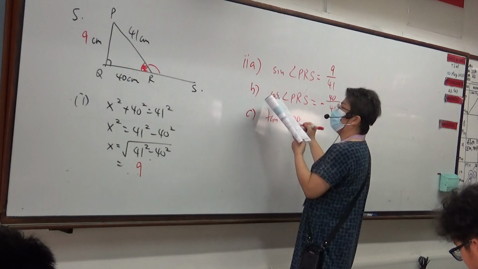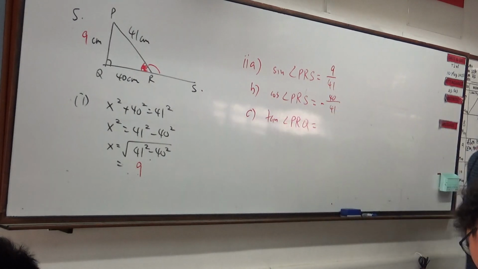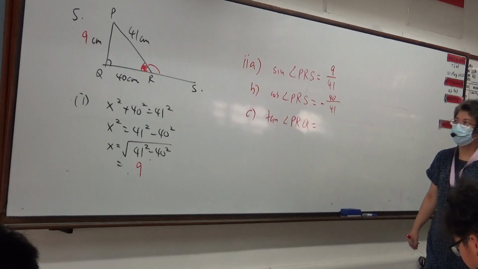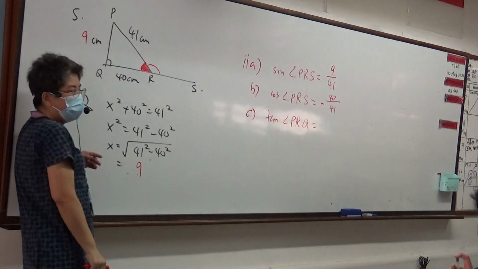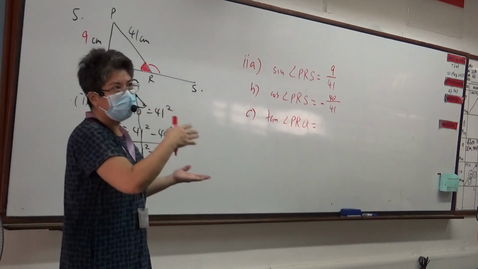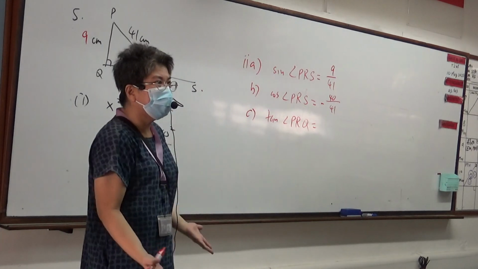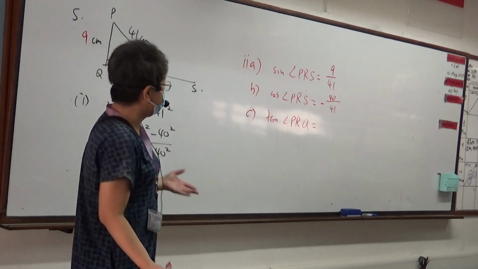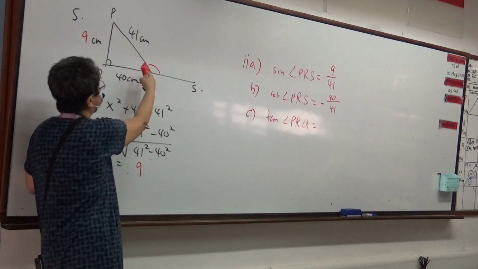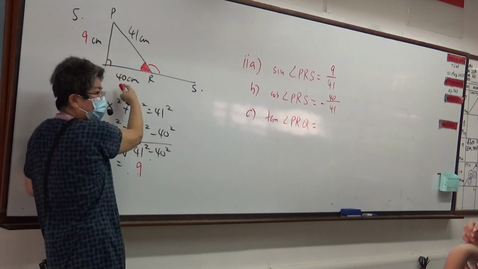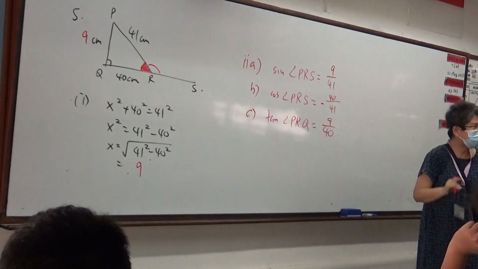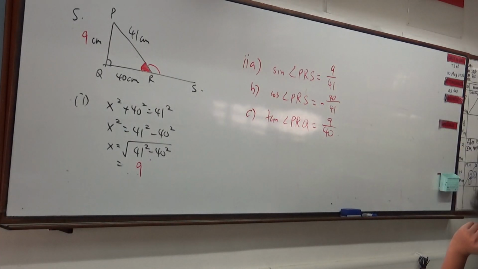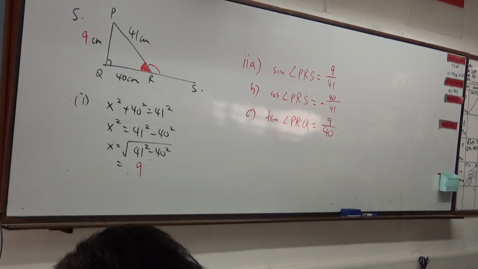Last part. Tangent angle PRQ. Now, where's PRQ? PRQ is this one. It's the acute angle, so no problem, right? Actually, I find the textbook quite strange. How come you say sine, cosine for acute angle, you leave out tangent? Everything also has now. So I find it very strange. I don't understand, right? So PRQ, tangent will be 9 over what? 40. Okay? 9 over 40. Are we clear? This is called exact value. Understand? Okay? In AMX, you have group something, I'll teach you. Okay, you'll see how.